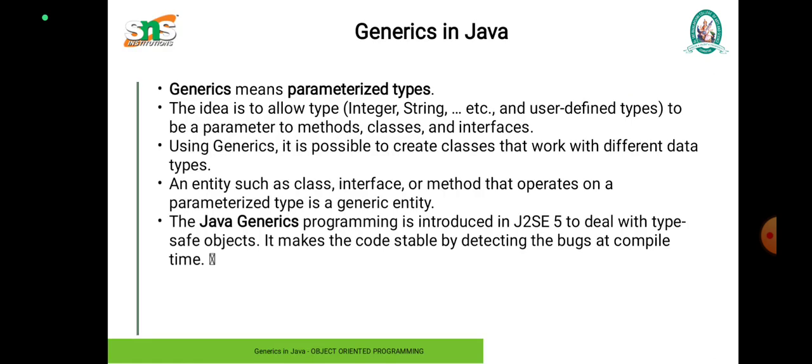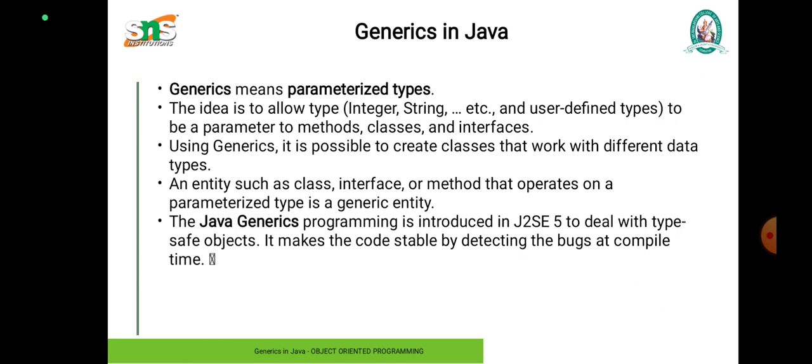Generic means parameterized types, that is, it is an idea which allows types, that is integer, string, etc., and user-defined types to be a parameter to methods, classes and interfaces. Using generics, it is also possible to create classes that work with different data types. An entity such as a class, interface or method that operates on a parameterized type is a generic entity.